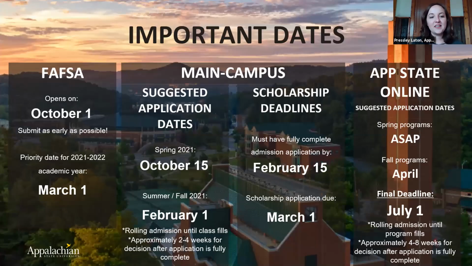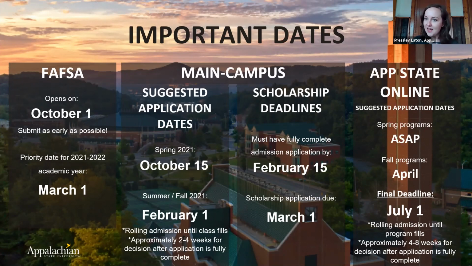All right, and going into some important dates as well, just wanted to cover first of all the FAFSA. So the Free Application for Federal Student Aid, the 2021-2022 school year FAFSA is open right now. Every year FAFSA opens on October 1st. We highly encourage you to apply early because some of those funds can be first come, first serve. However, the priority date is March 1st to submit that, and about 70% of our students at App State receive some form of financial aid.